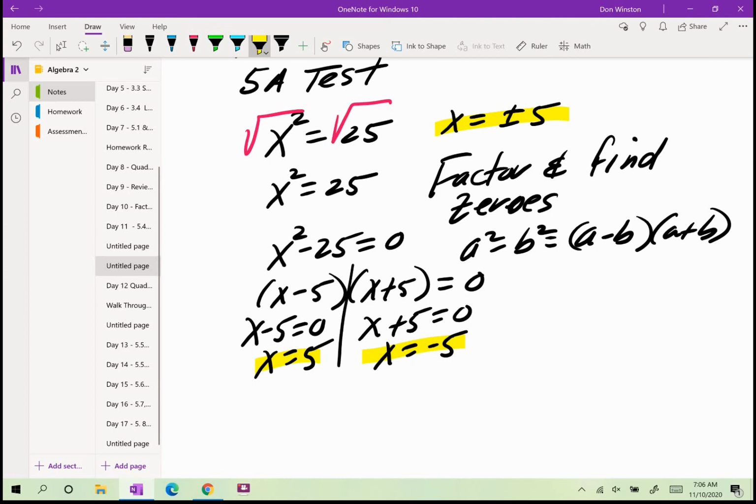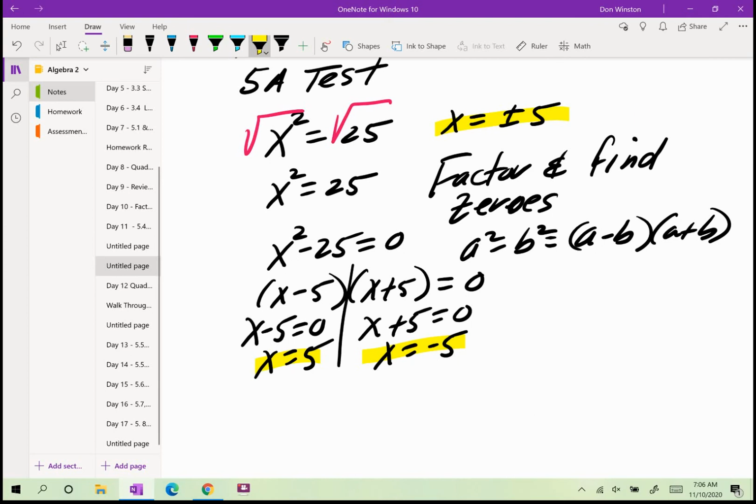As we move forward, you'll understand why it's important to factor. A couple of weeks from now, when we actually get into chapter 6, it's not so important to find the zeros. It's more important to factor. So we do want to emphasize you being able to factor quadratic expressions.